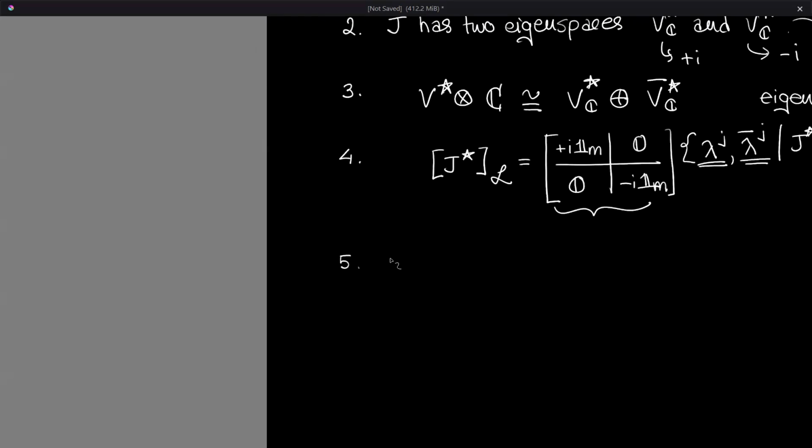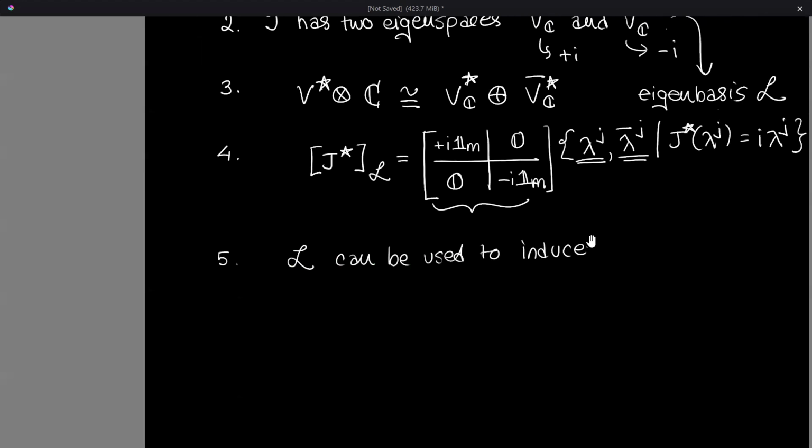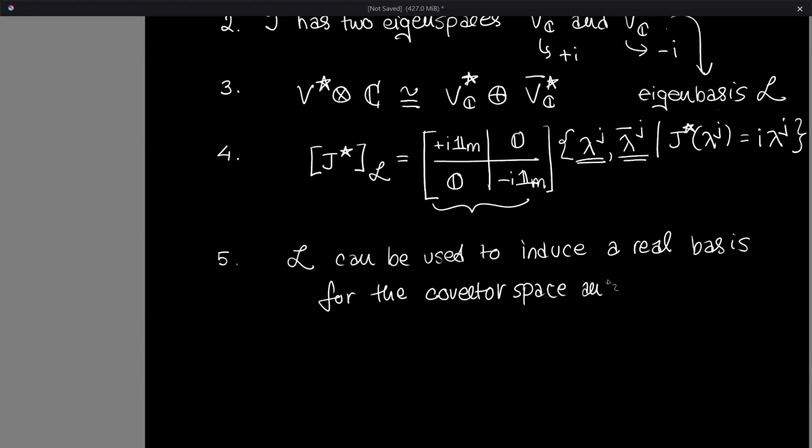Okay. And then we looked at one of the really important takeaways, which is that the complex eigenbasis L can be used to induce a real basis for the covector space and the vector space.